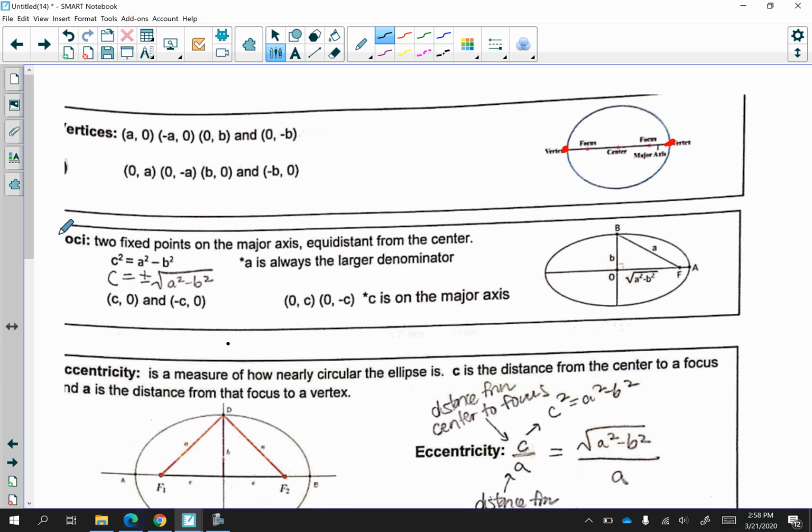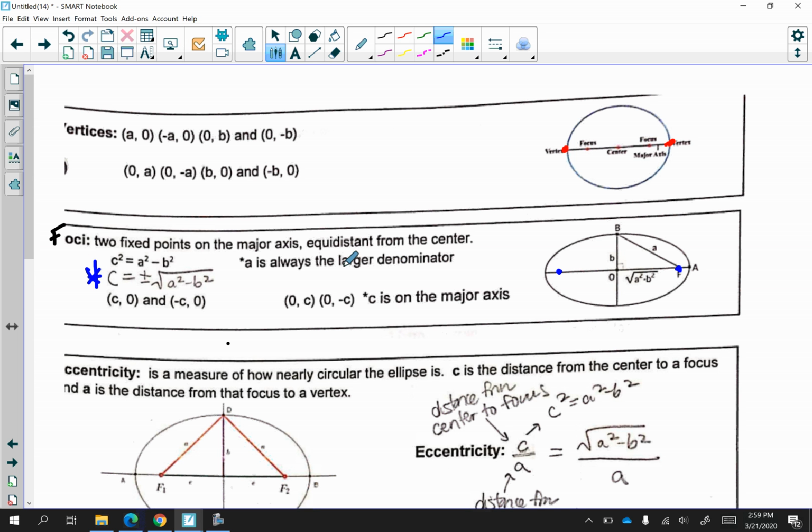Now the next definition is foci, which is the plural of focus. It's two fixed points on the major axis equidistant from the center. So for example, the foci are here, and there also can be one here. It's at the same distance from the center. And to find the formula for this, you would use the Pythagorean theorem. So c squared is equal to a squared minus b squared. To get c by itself, you take the square root. So c is going to be equal to plus or minus the square root of a squared minus b squared.